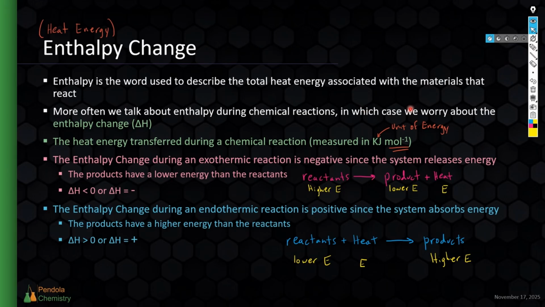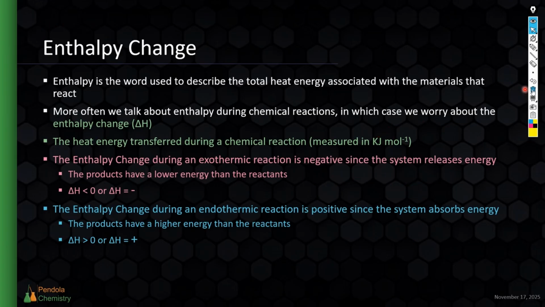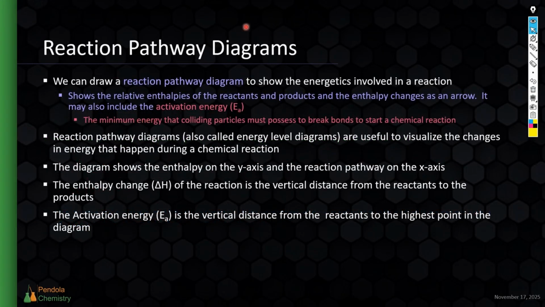But what is a graphical way in which I can show the reaction either being endothermic or exothermic? Well, these are called reaction pathway diagrams. Reaction pathway diagrams are something we can draw to show the energetics involved in a reaction. And what do we mean by energetics? We mean how highly or lowly energetic is a chemical reactant or a product. So are the reactants higher in potential energy than the products, or vice versa? And we do this by showing the difference in energy visually.